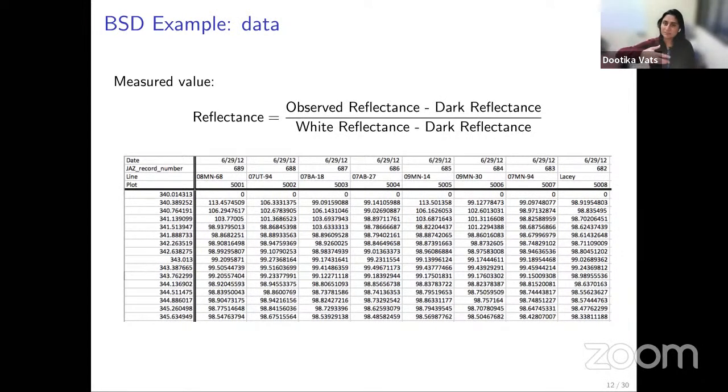So here in this example, I, as a student working on this problem, had to go learn about the spectrometer. I didn't know anything about it at that time. So the value measured by this machine was the observed reflectance minus the dark reflectance. Dark reflectance was used for calibration. And this in the denominator was the total possible reflectance, right? Perfect reflectance minus dark reflectance was the total possible reflectance, okay?